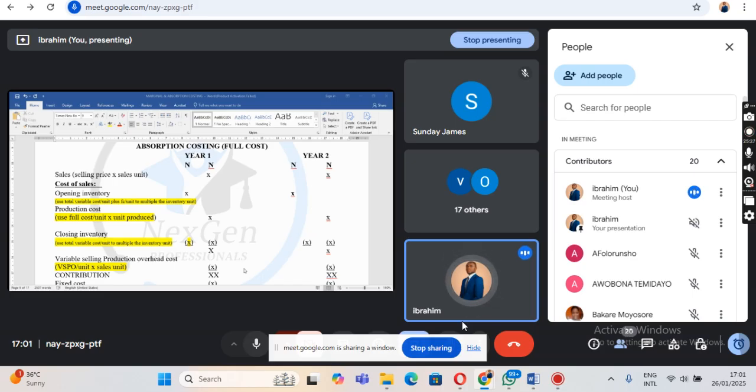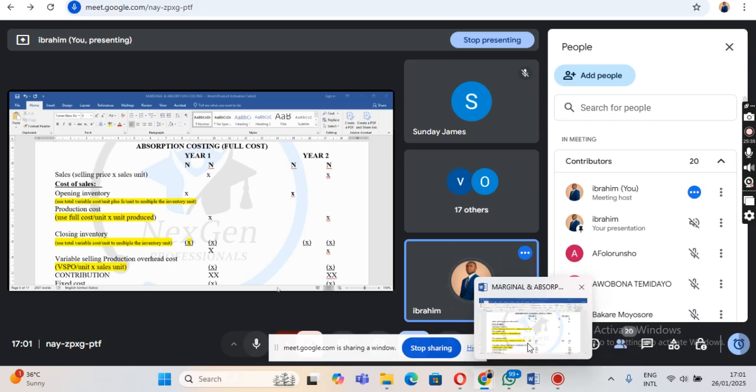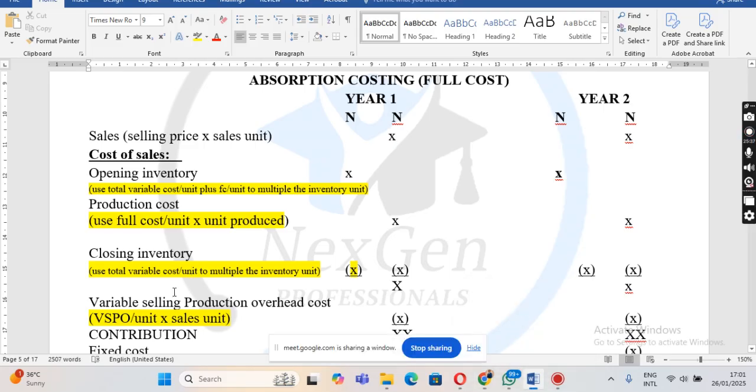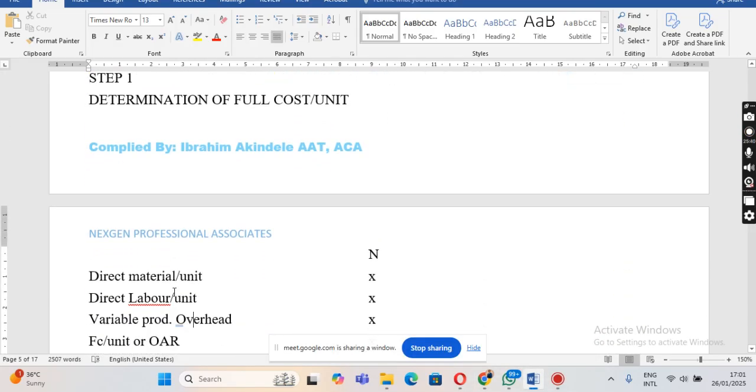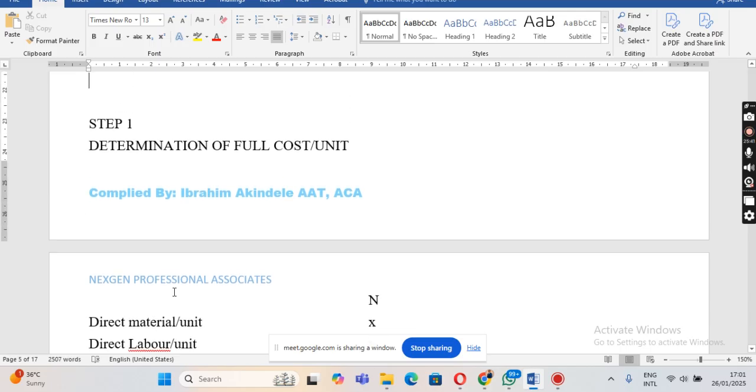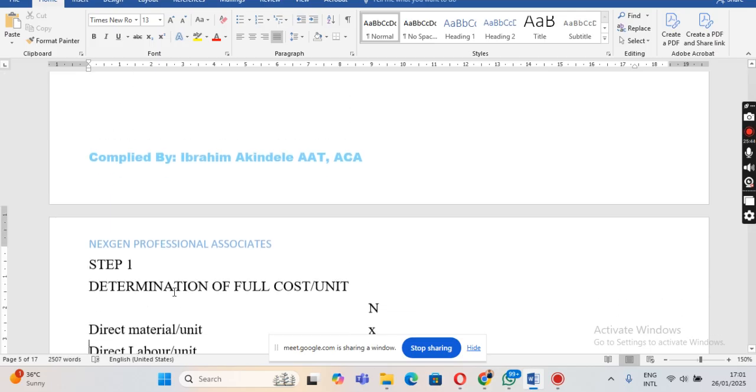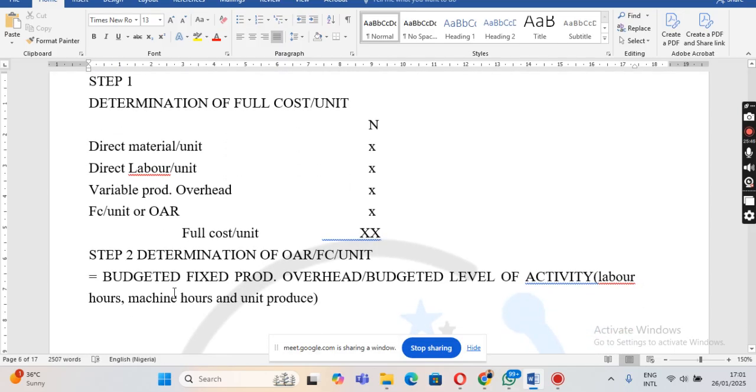Is your variable cost per unit and your what? Your fixed cost, of which we will determine that in the steps. Now, what you need to do, you can see it in the steps. This is it. Let me show you again. You can see step one. You can see the full cost.